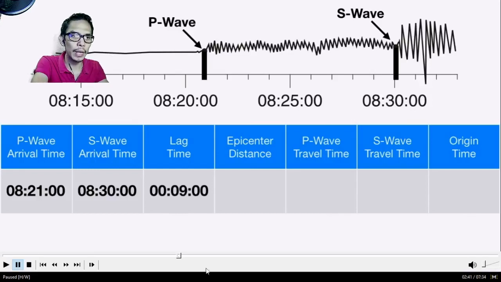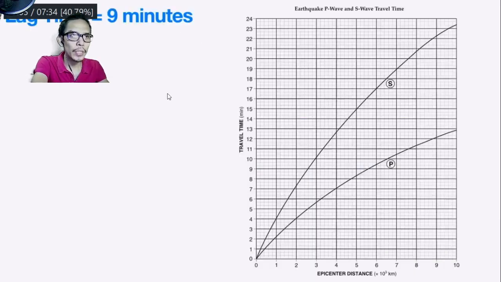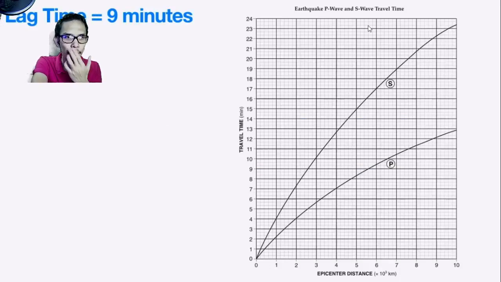So, the epicenter distance is obtained using the P wave and S wave travel time curve. Alright, so let me introduce this curve to you. Now, on this curve, it is a graph. It is a graph between travel time in minutes and epicenter distance in kilometers.